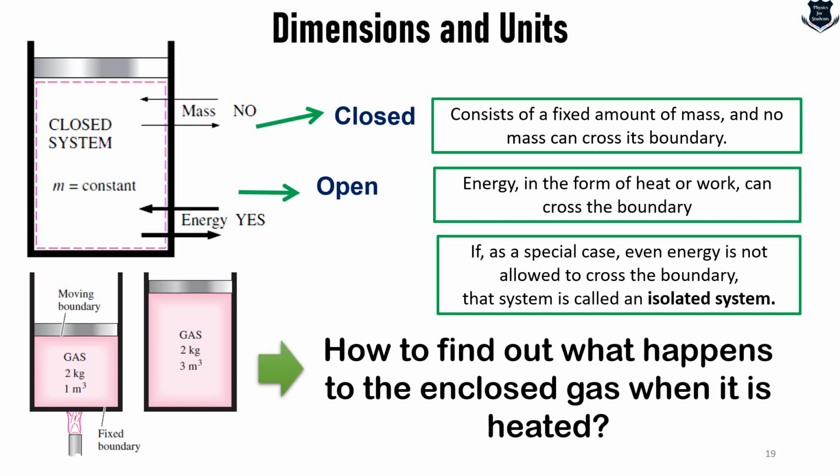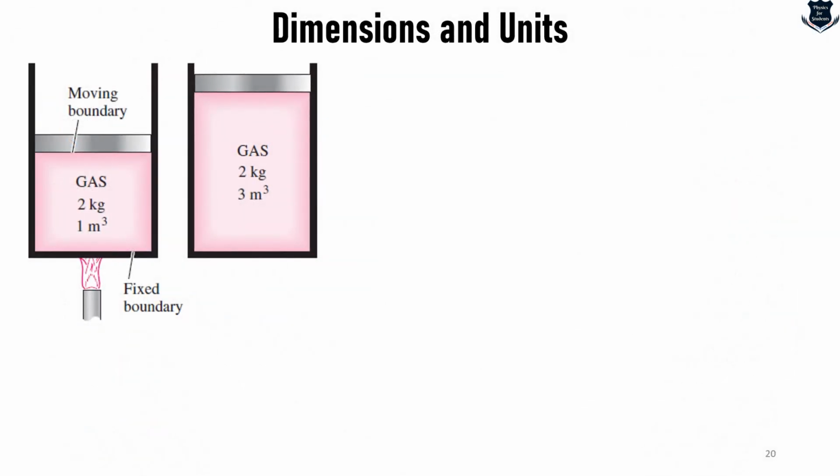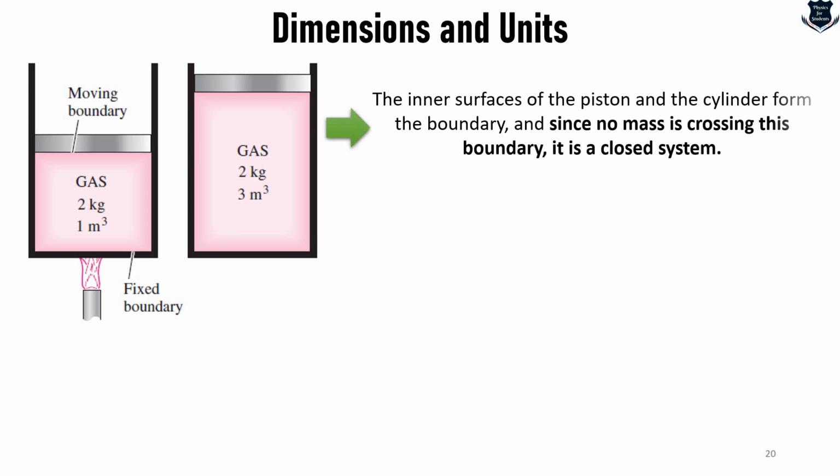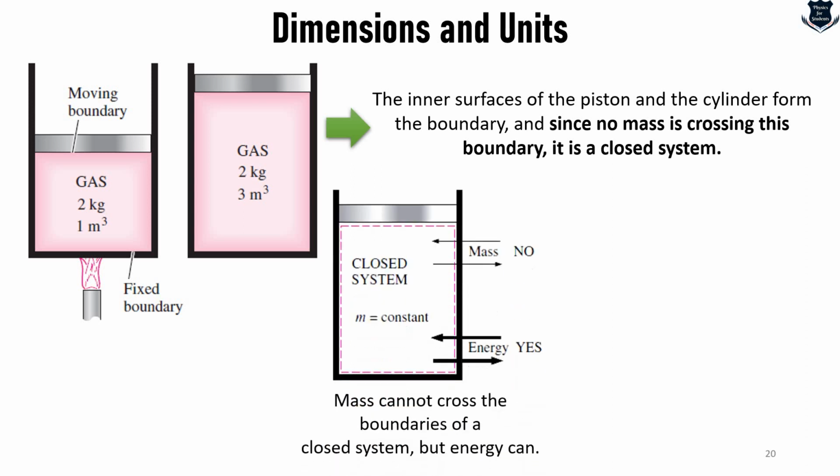So how do we find out what happens to the enclosed gas when it is heated? Let us find out what actually happens. Since we are focusing our attention on the gas, it is our system. The inner surfaces of the piston and the cylinder form the boundary, and since no mass is crossing this boundary, it is a closed system.